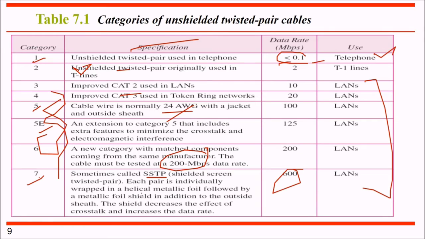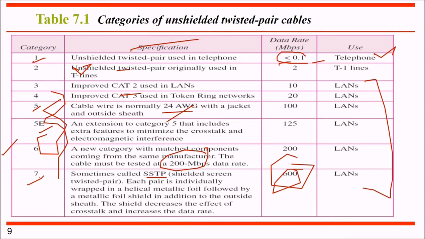And in this, a helical metallic foil followed by a metallic foil shield, in addition to the outside sheath. And the shield decreases the effect of crosstalk and increases the data rate. So we have 600 megabit per second. This is the 7th category.